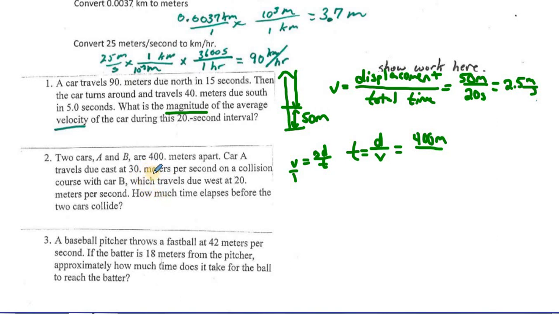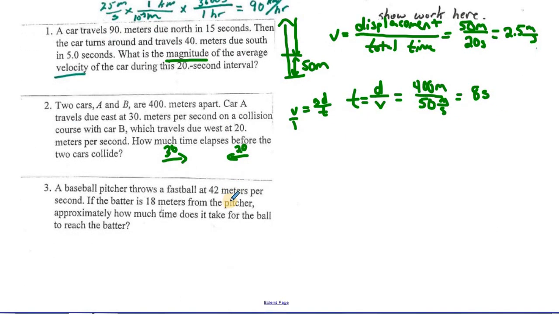The easiest way to think about this is to think about an approach velocity. So if one is traveling 30 one way and the other one's traveling 20 in the opposite direction, you could think of them as approaching each other at 50. So the velocity that you would want to put in is the 50 meters per second. And then throw this in, right, 400 over 50, so we get 8 seconds. Okay, so 8 seconds has gone by until they actually collide.